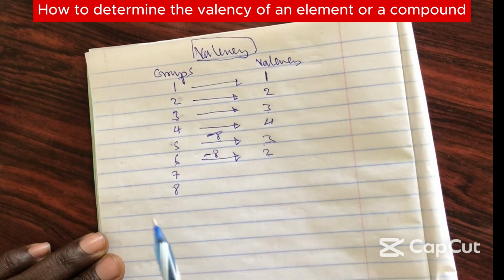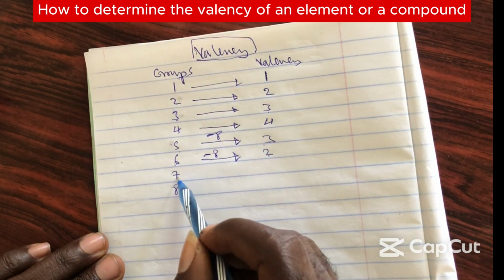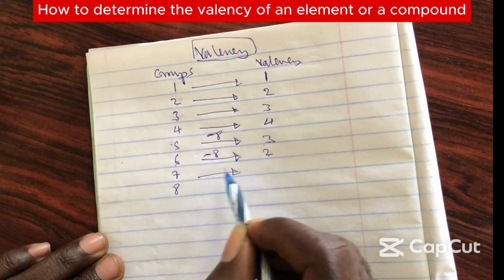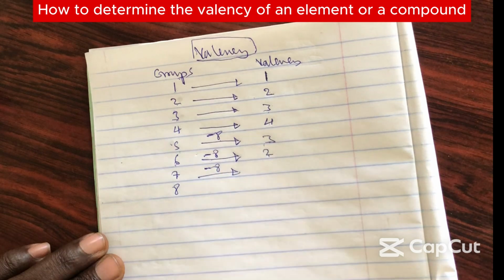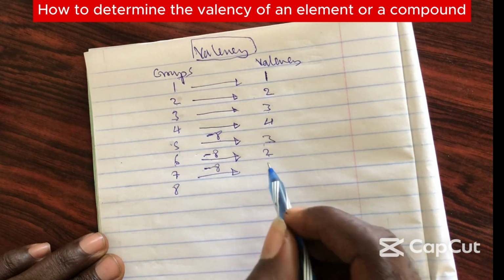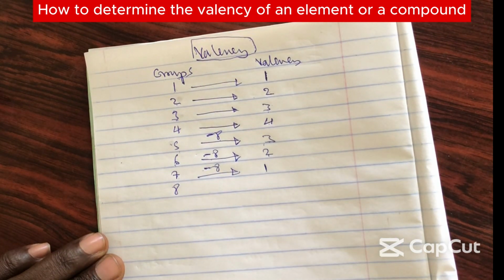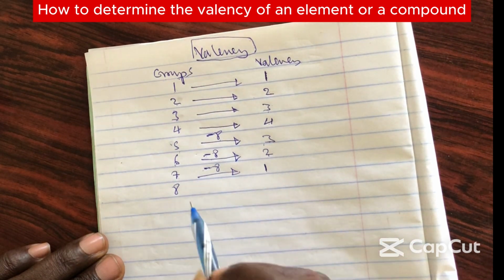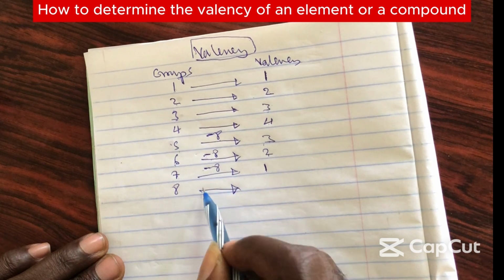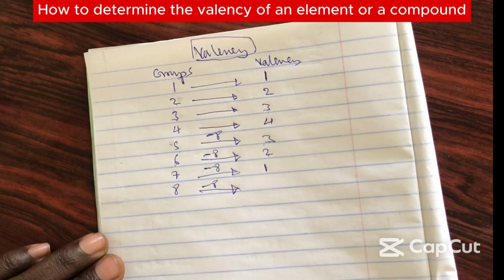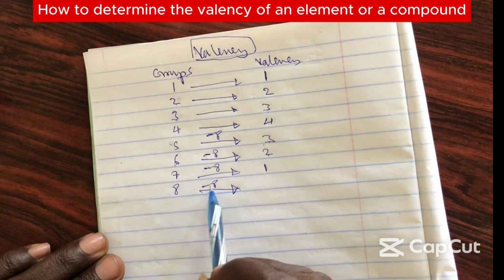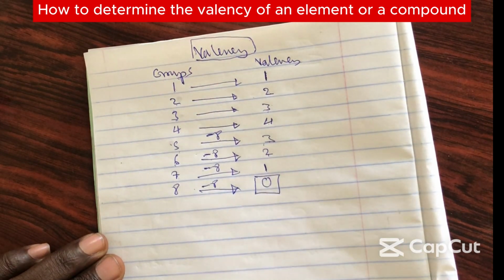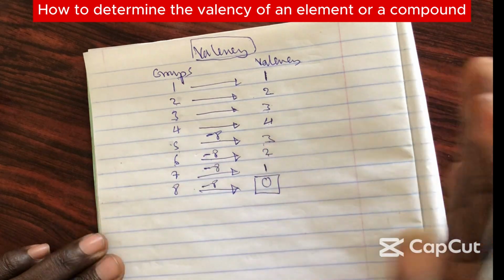Now, for elements in group 7, we subtract from 8. So 7 minus 8 gives us 1, so the valency is 1. For elements in group 8, we subtract from 8. So 8 minus 8 is 0, hence their valency is 0. They don't have any valency.